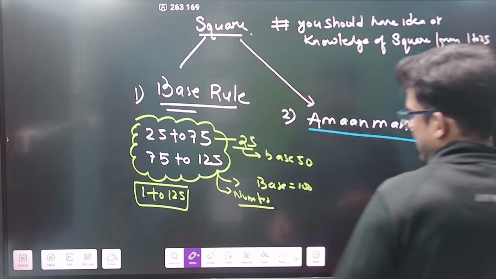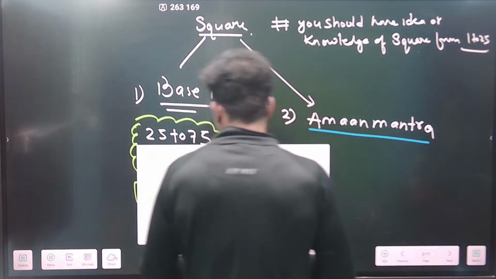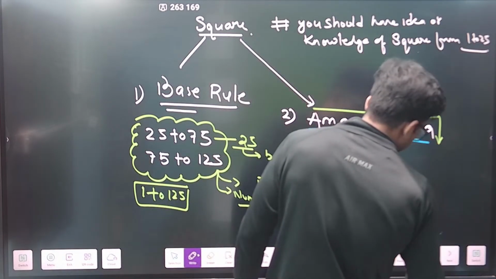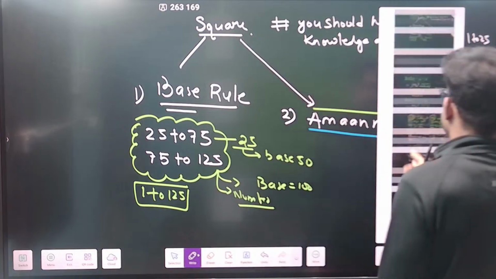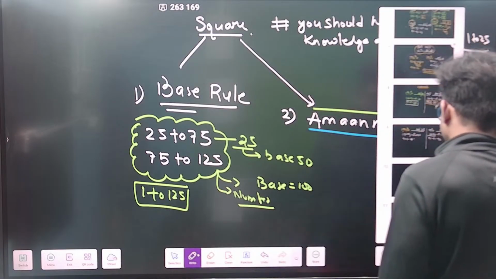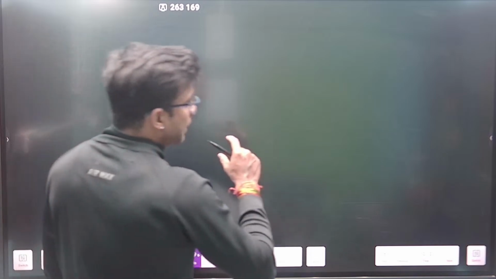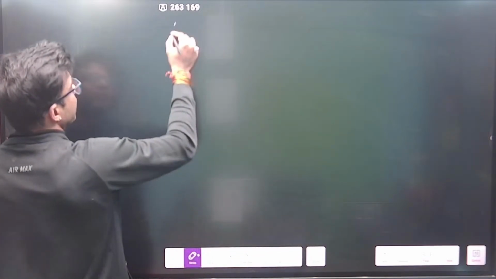Now let's come to the Aman mantra. Because I said that I'll also guide you about the Aman mantra. Let's see what this Aman mantra is all about. When I say Aman mantra, no rules are there. First of all, no rules are there. One method applicable for all.